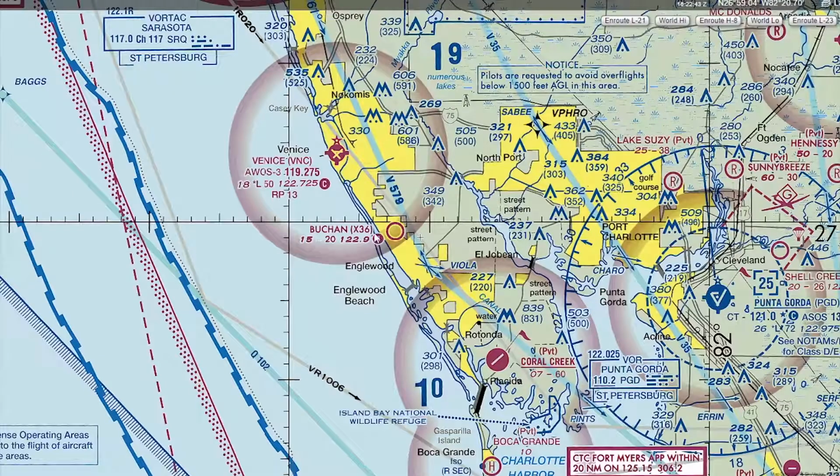We'll also take a little quick look back here to our airport symbology, and we notice here we have RP13. What does RP13 mean? It means right pattern for runway 13, and we have this little depiction here of the runways at Venice. And now this isn't totally current. We don't actually have runway 9/27 anymore. It's been closed for many years.